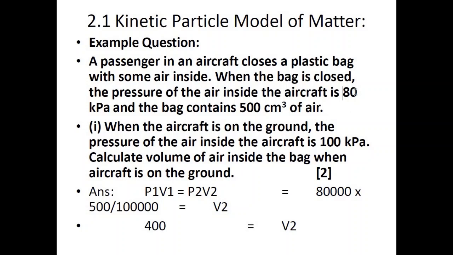Now you are given the initial pressure and volume and the final pressure. You have to work out the final volume. So P1 V1 equals P2 V2. Let's rearrange it. 80,000, we convert this kPa into Pascal. 80,000 multiplied by 500 divided by 1000, that would give us our volume 2.